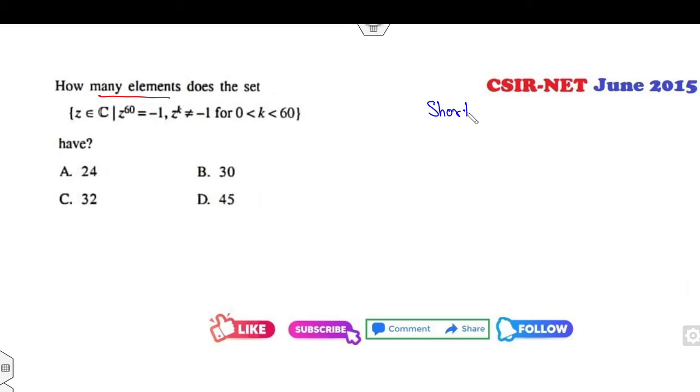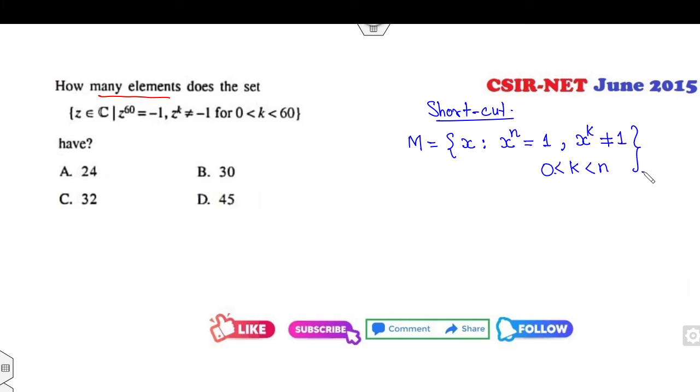Don't forget that it's a complex number, real number, there's no problem. Look at that. If I call this my M, the collection of all those x such that x raised to power n is 1 and x raised to power k is not equal to 1, for k between 0 and n. Whenever this condition is satisfied, the number of elements, that's the cardinality, will be phi of n. That's the only shortcut tip for this kind of question.